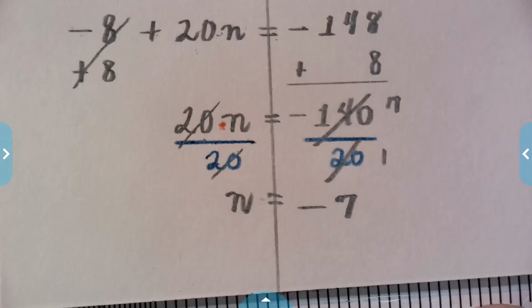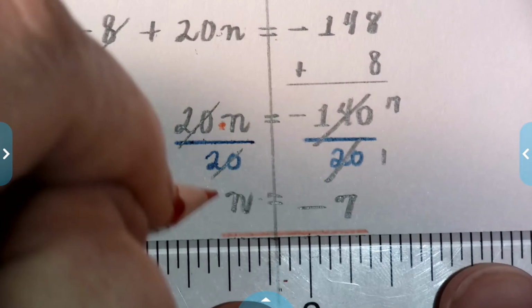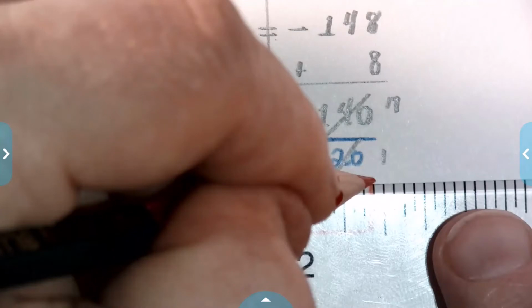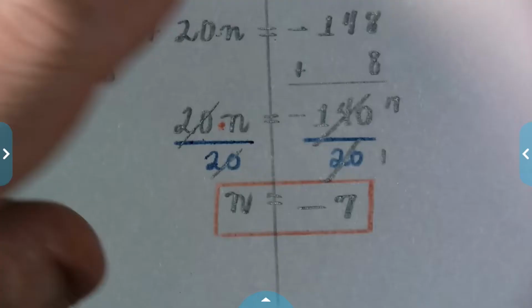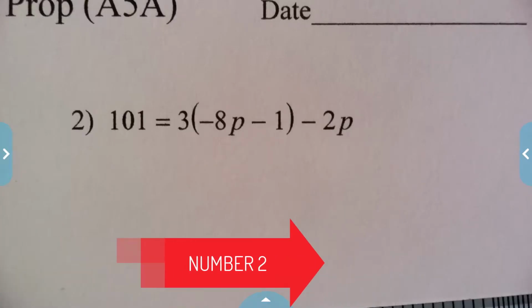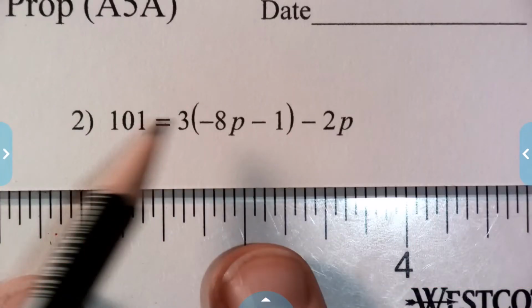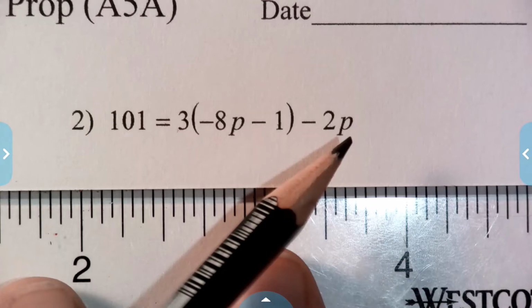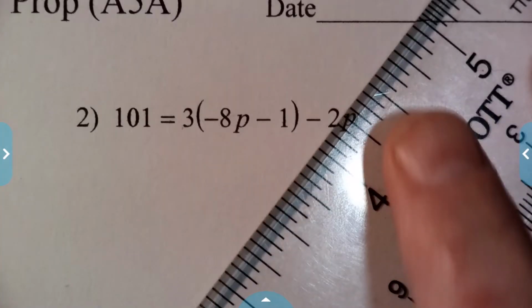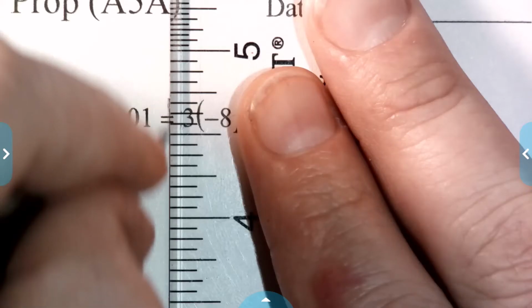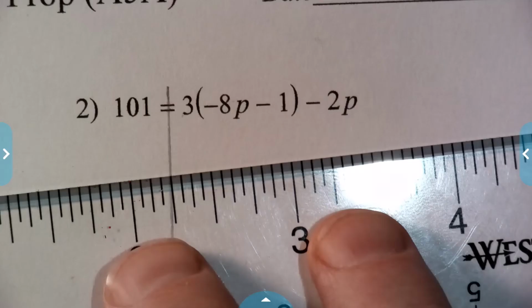And that's number 1. And we're moving on to number 2. All right, so here we're going to have some distribution and then some combining of like terms. This time the variable is on the right side. No problem, it's fine. So we'll just write 101.